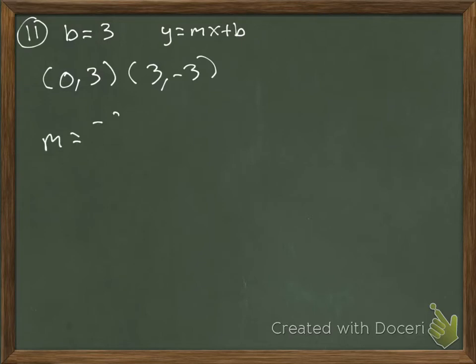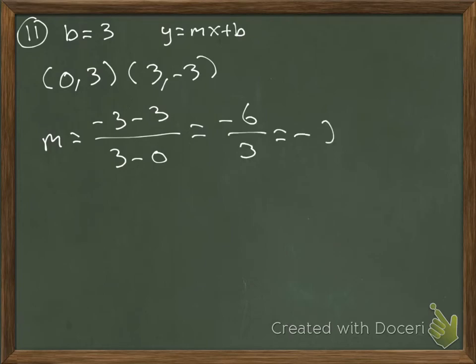M equals -3 minus 3 over 3 minus 0, which is -6 over 3, which is -2. So your slope-intercept form would be y equals -2x plus 3.